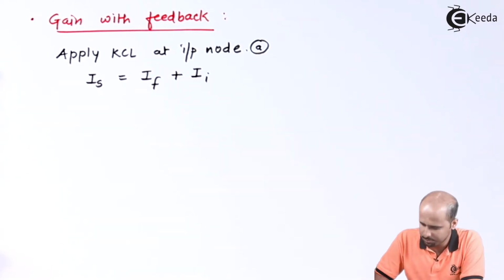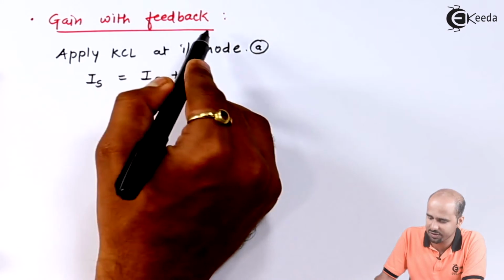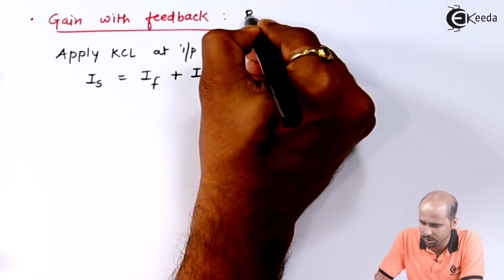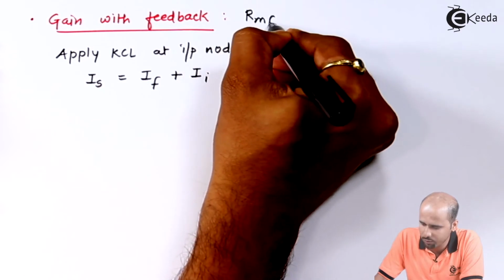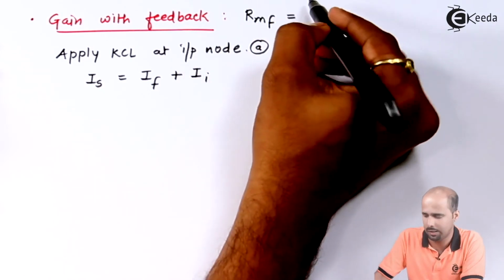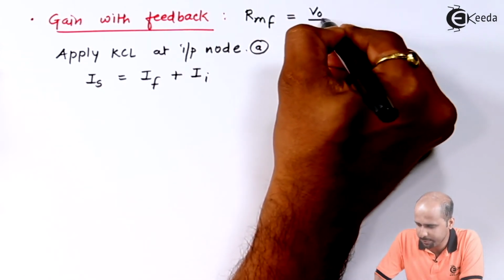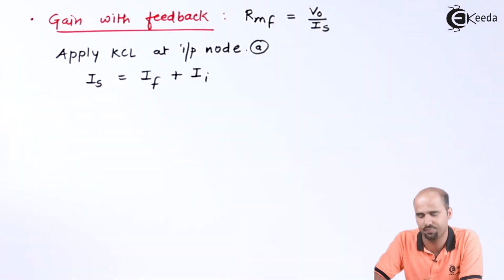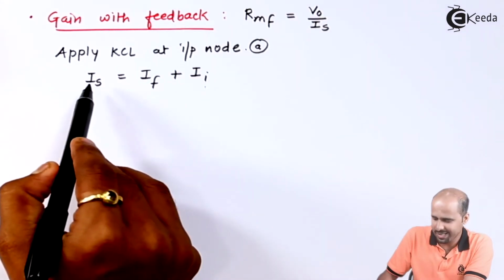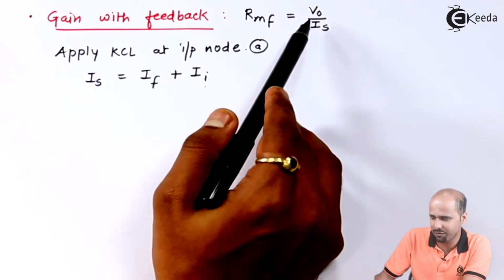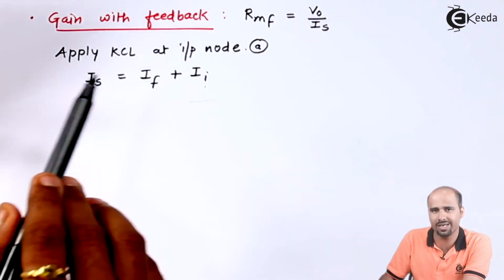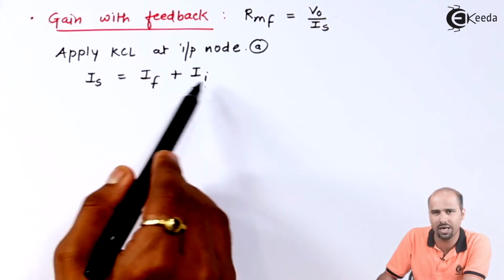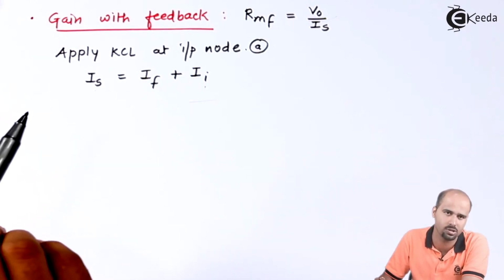Very clear. This is because what is gain with feedback? I will write it over here. Gain with feedback is nothing but RMF equal to VO divided by IS. So we have IS and we want VO, but VO is not there. We'll get that VO from the IF and II equations from that particular circuit itself.